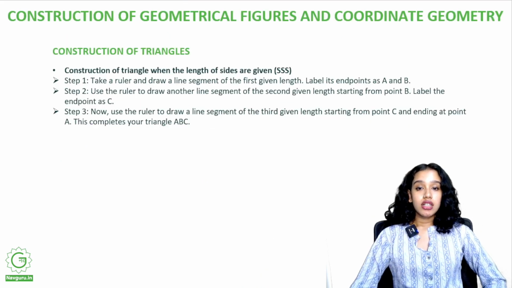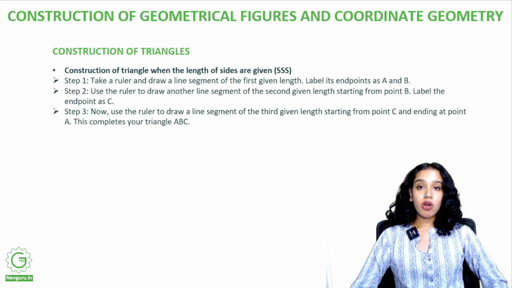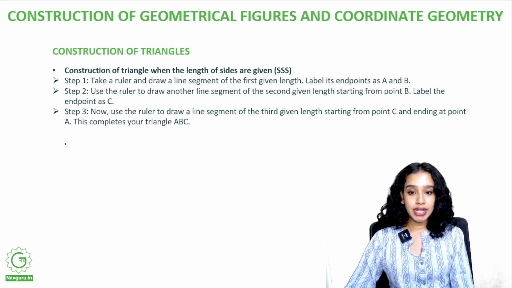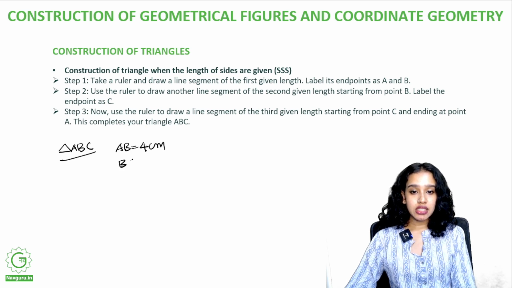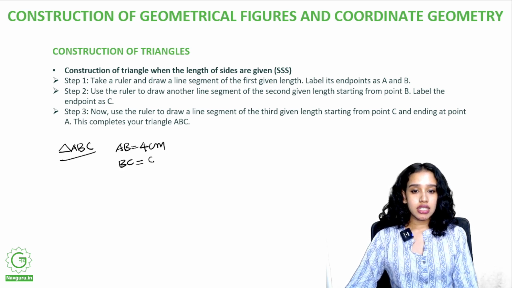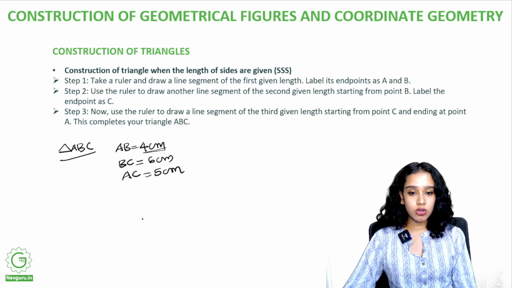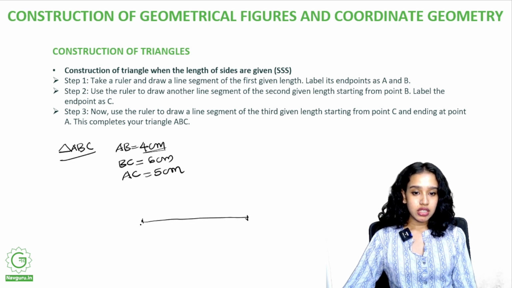Now, let's start with the construction of a triangle when all three sides of the triangle are given. Let's say we have to construct a triangle and we are given the data that we have a triangle ABC whose side AB is equal to 4 centimeter, BC is equal to 6 centimeter, and AC is equal to 5 centimeter, right? Now, we'll actually draw any line, let's draw a line AB. This would be AB with 4 centimeter, right?